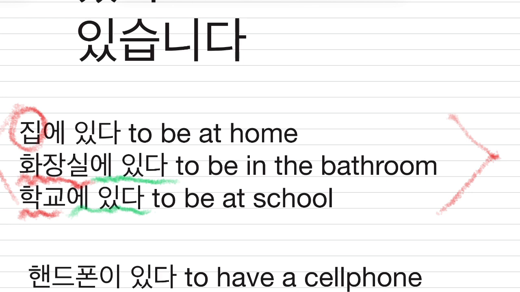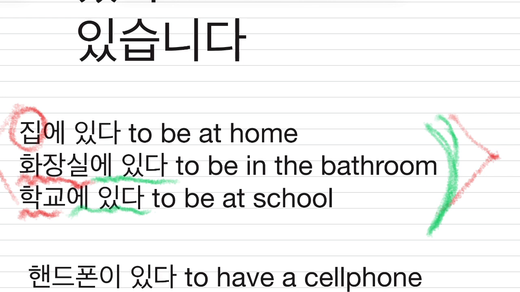So these sentences don't have subjects at the beginning for simplicity. So you can think about 집에 있다. To be at home. That means I'm at home. She's at home. He's at home. They are at home. Okay?